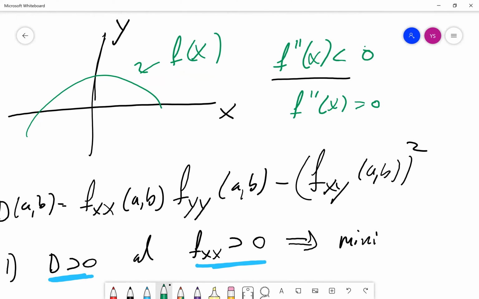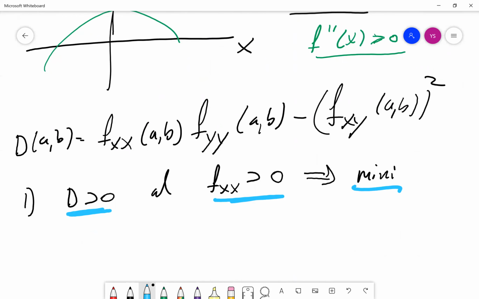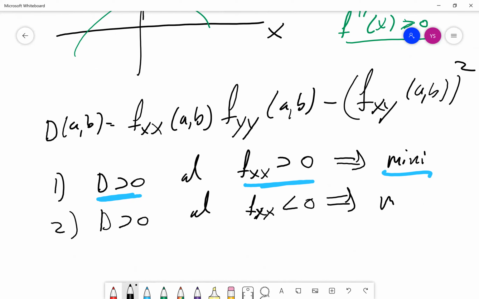Right? Kind of like that. Well, what do we know about this? That your function is concave up and that your point is a minimum, right? So that tells you that this is a minimum. Okay? Case number 2. If D is bigger than 0 and fxx is less than 0, and you can do this with fyy as well, but I would just recommend sticking to the script. So then you are a maximum.